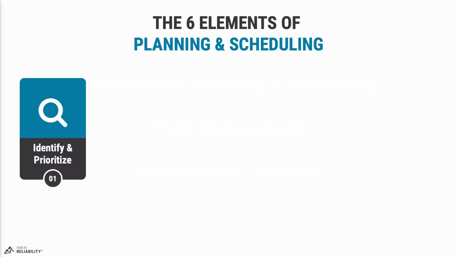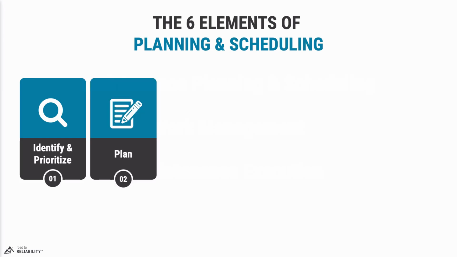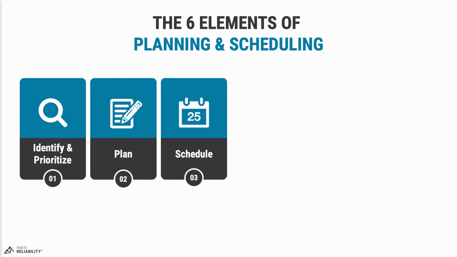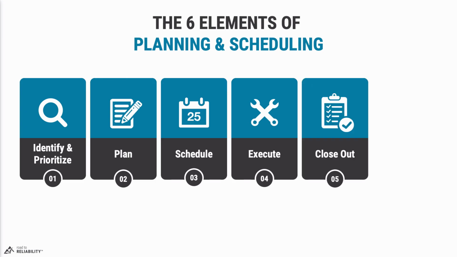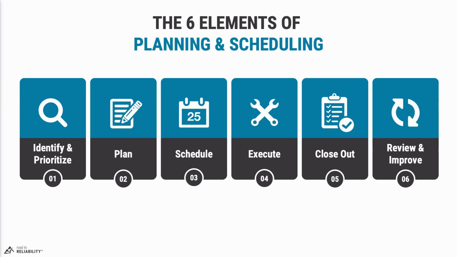The first step is to identify and prioritize the maintenance work. We then plan that work, schedule it, follow by actually doing or executing the work, properly closing it out, and then the final step in the process is to review our performance with a view to improving it. So, no matter what industry you're in, no matter what organization you work for, a good and effective maintenance planning and scheduling process will always contain these 6 basic steps.